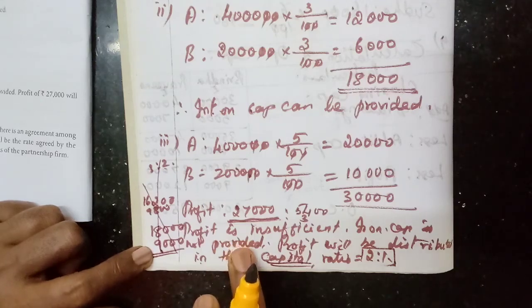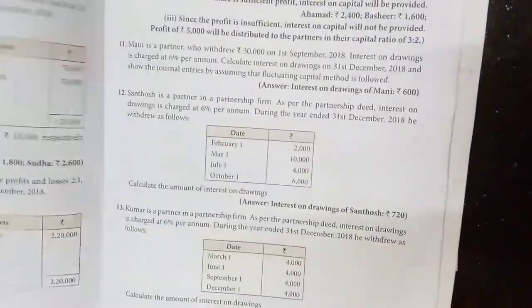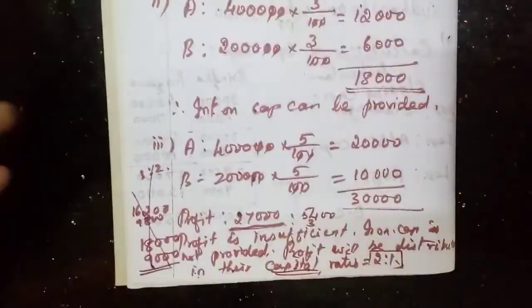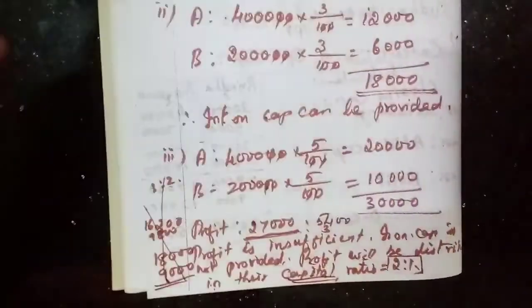Okay, students. I think you might have understood all these three illustrations. So you have to do the three exercises, exercises 8, 9 and 10.